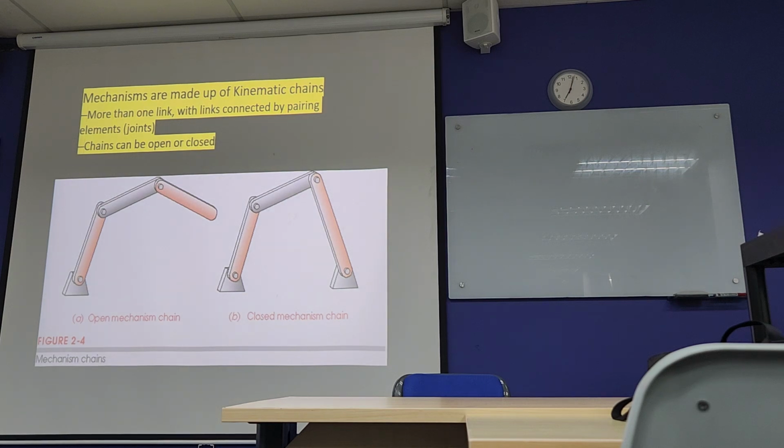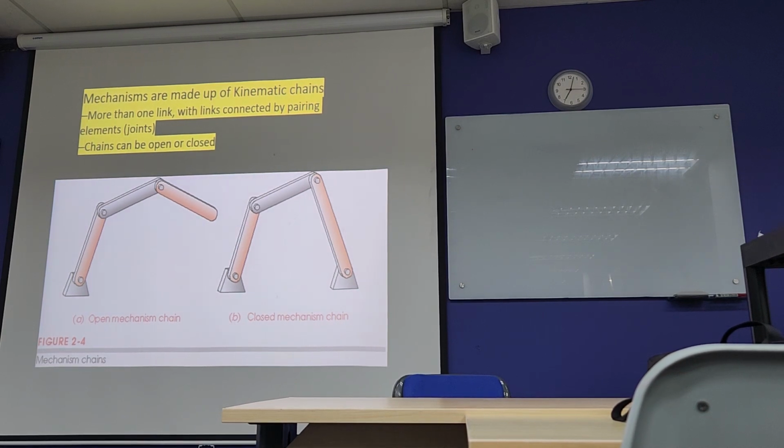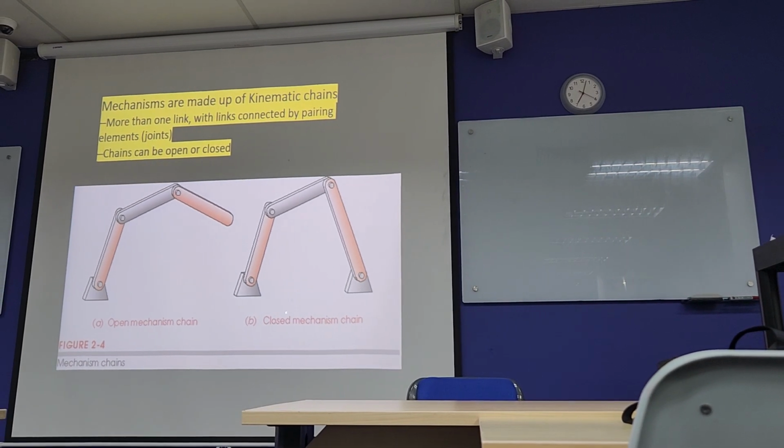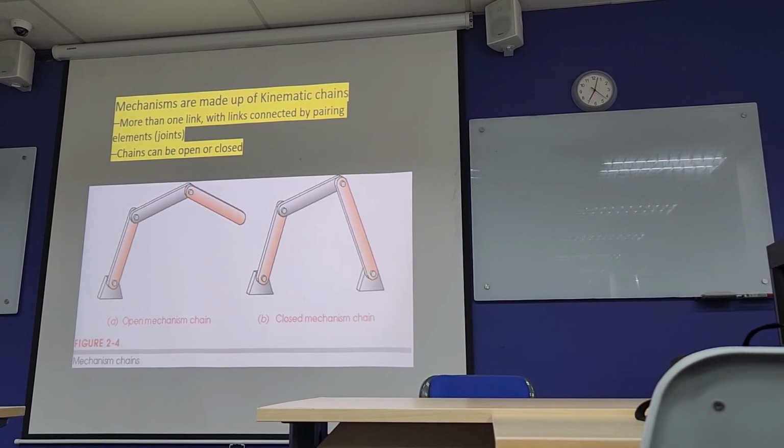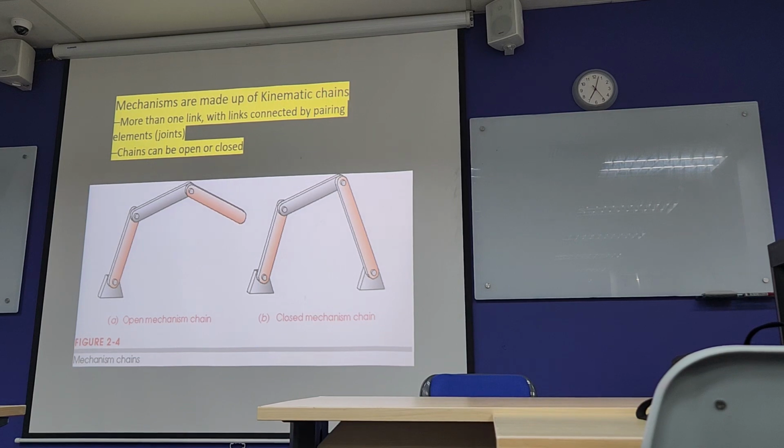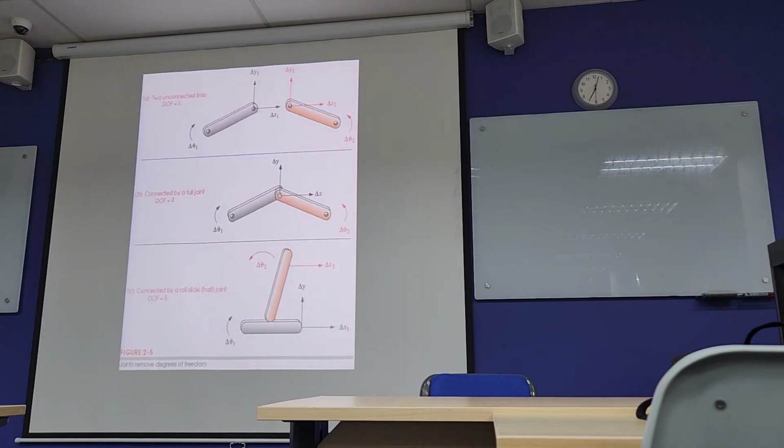So basically now, why do we need to know about this degree of freedom? We'll see in the next slide. We can describe mechanisms as an open mechanism chain and a closed mechanism chain. So we can have mechanisms that are either open mechanisms or closed mechanisms.